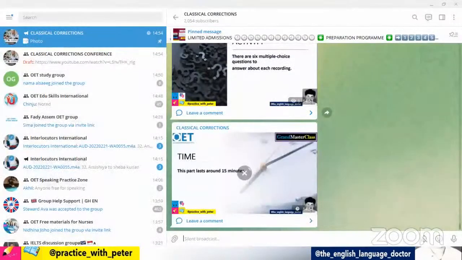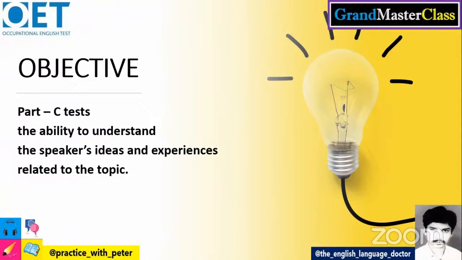Now, what does part C test? Part C tests the ability to understand the speaker's ideas and experiences related to the topic. It is not asking just for information. What is the idea? Why is he telling? What is his goal? What is his ambition? What is he going to achieve? Is it true or false? What is the difference between the past and present? What are the causes and effects? What is the impact on society? So these are the speaker's ideas and experiences related to the topic.